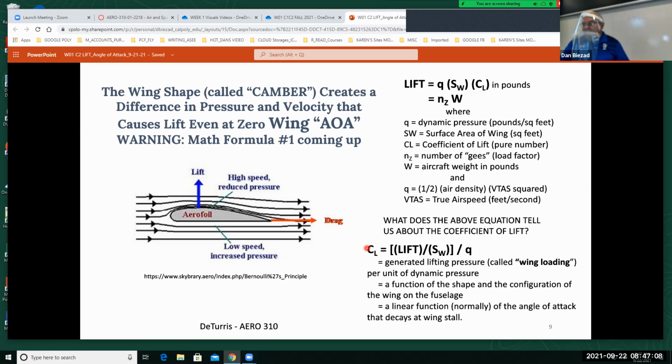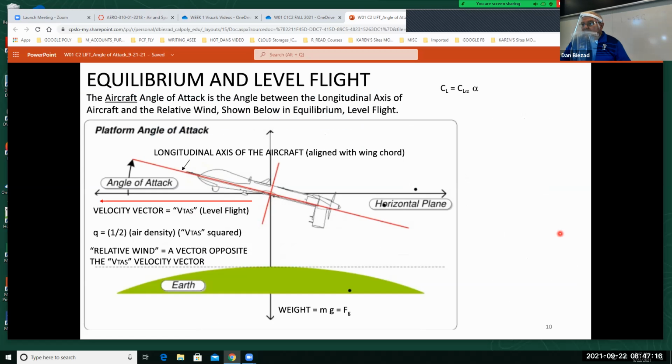And of course, if I'm looking at C sub L, I'm looking at angle of attack, right? They're only off by the lift curve slope. So that formula is right up here. The lift coefficient equals a lift curve slope, often called C sub L alpha, times the angle of attack, which gets the Greek letter alpha. Here's a longitudinal aircraft.